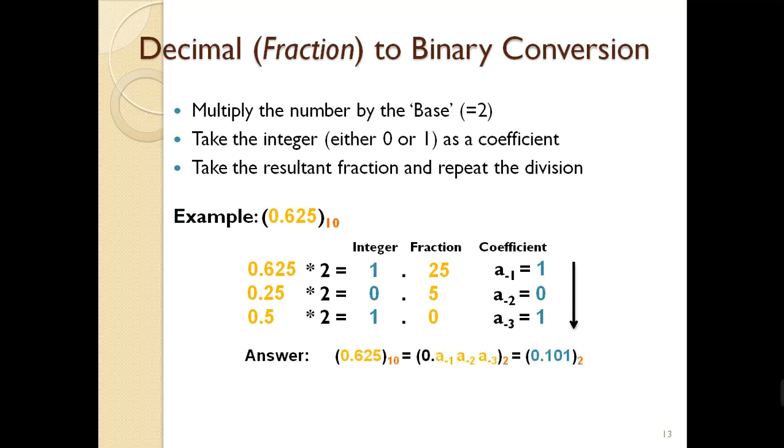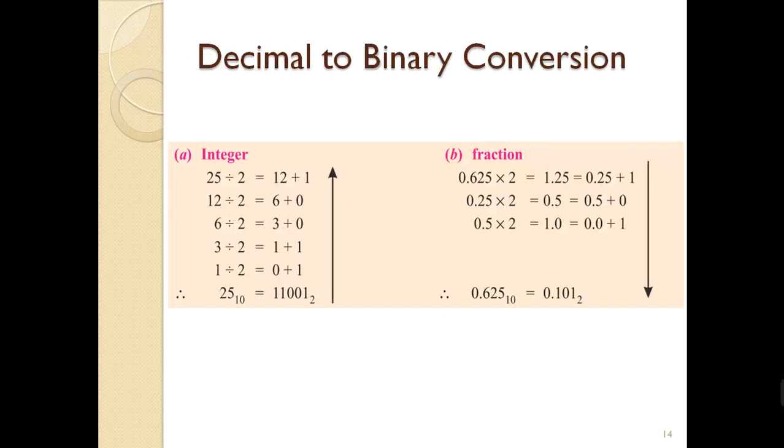Now the answer is taken from top to bottom. Before that, in the decimal integer to binary conversion, the coefficients are taken from bottom to top. Here, in the fractional part, the coefficients are taken from top to bottom. Okay, so these are the two methods for integer and fractional. The integer method is to divide by 2 until the remainder reaches 0. For the fractional part, you multiply by 2 until the fractional part reaches 0. So these are the two methods for converting decimal to binary, one for integer and another for fractional.